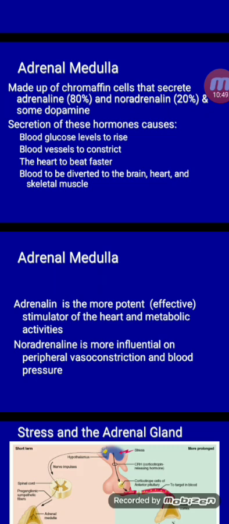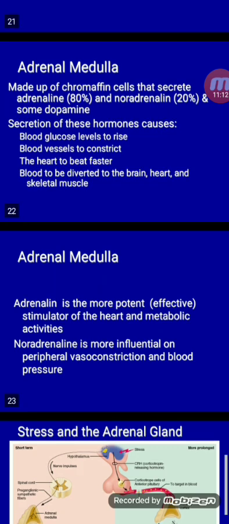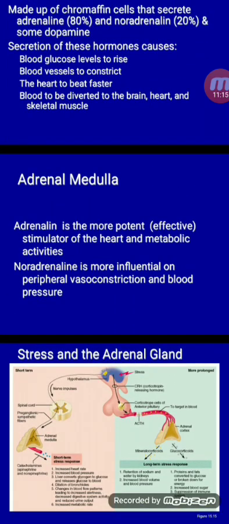What are the effects of secretion of these hormones? What are these hormones? The adrenaline and noradrenaline. It causes blood glucose level to rise, blood vessels to constrict, the heart to beat faster, blood to be diverted to the brain, heart, and skeletal muscles. Adrenaline is a more potent, effective stimulator of the heart and metabolic activities. Noradrenaline is more influential on the peripheral constrictions and blood pressure.